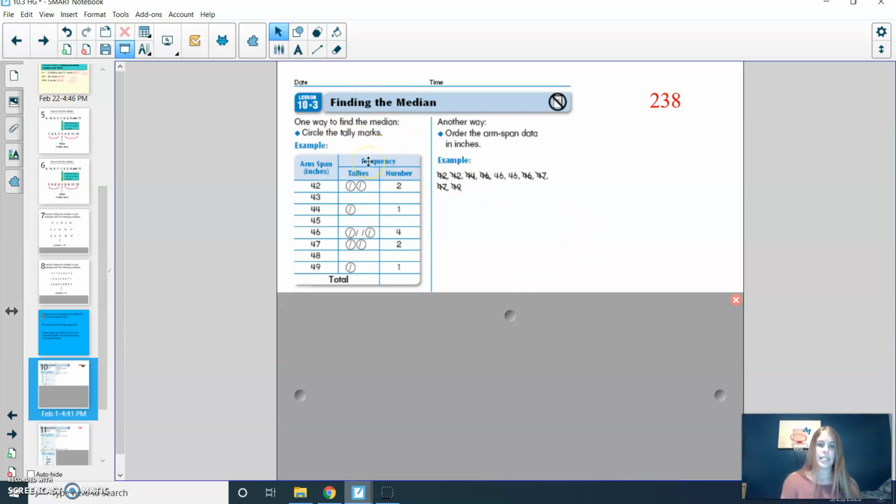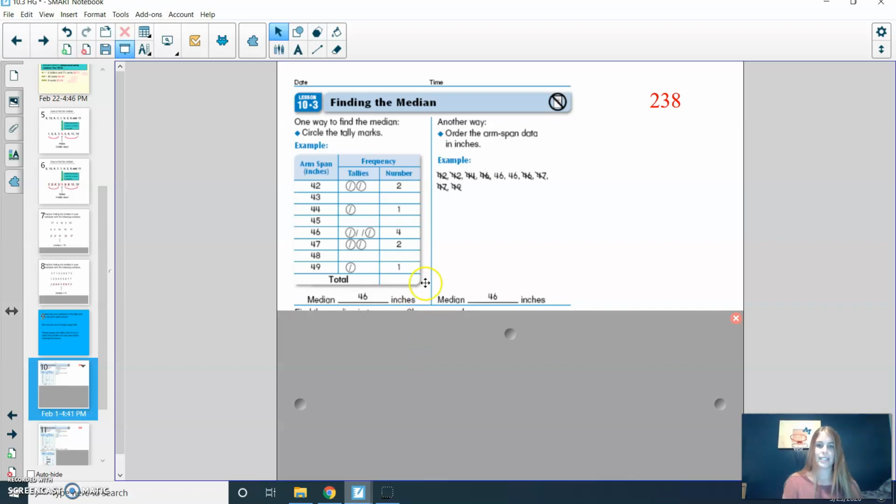So if you look in the example, what they did is they circled 42, and then they circled 49. They circled 42 again, and then 47, 44, 47, 46, 46, and then you can see they have 2 numbers left. Since the 2 numbers that they have left are both the same number, they're both 46, then our median can be 46.